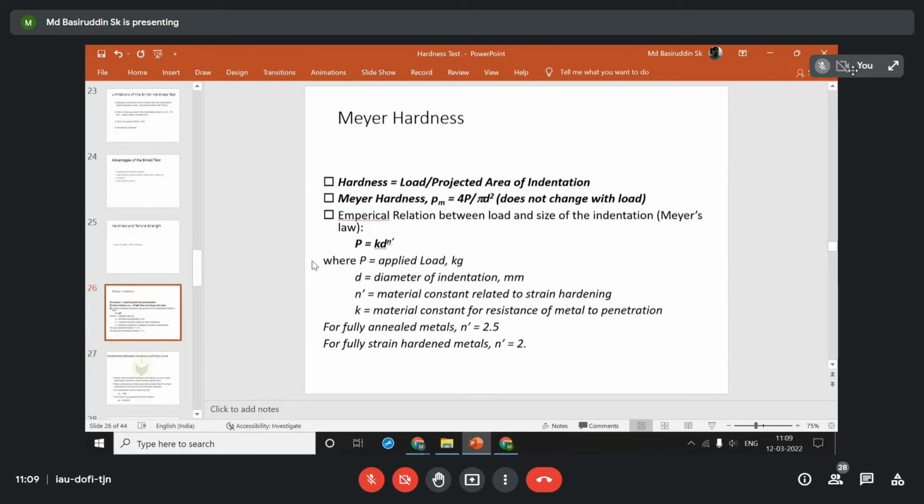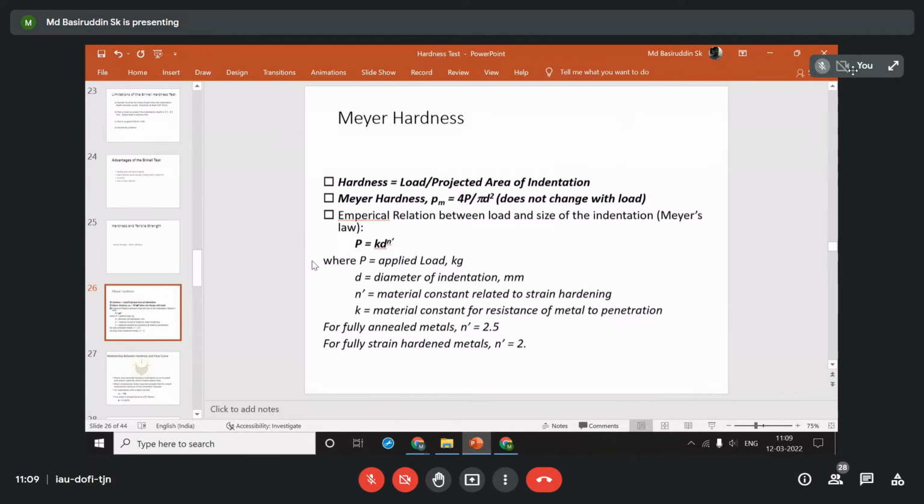Now, in the Brinell test, we measure the hardness by measuring the indentation surface area. According to Meyer, if we follow the Brinell test process, then for some materials it may give erroneous values. And some materials means, let's say, in one case you are using a homogeneous material which is properly annealed.